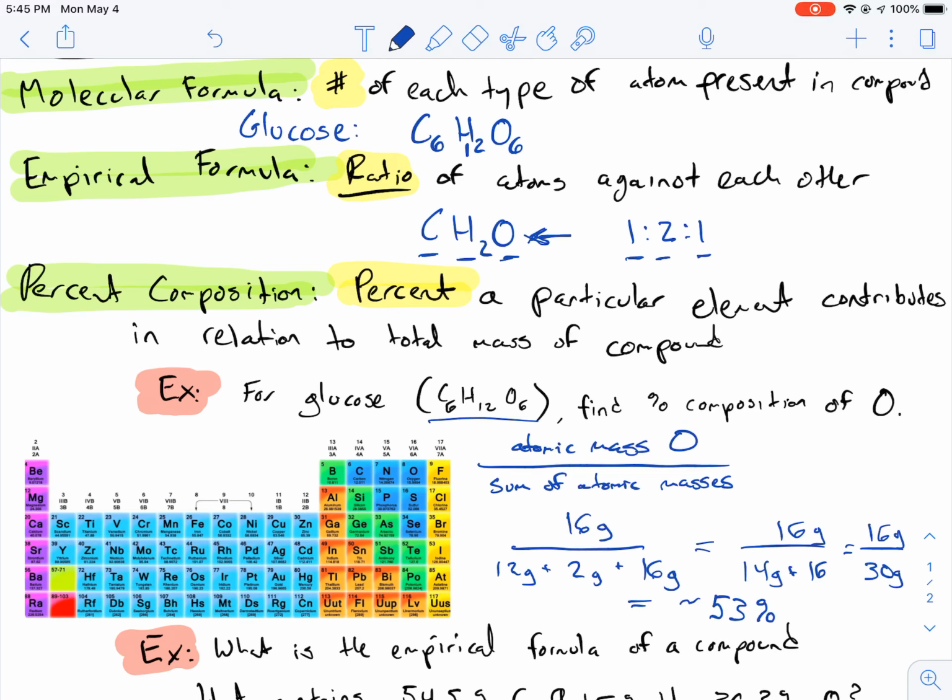And then we could find them for all of them just by switching places. We could find it for hydrogen or carbon, although we could find it for any of them just by switching the places. So the atomic mass of what you're trying to find divided by the sum of the entire molecule.